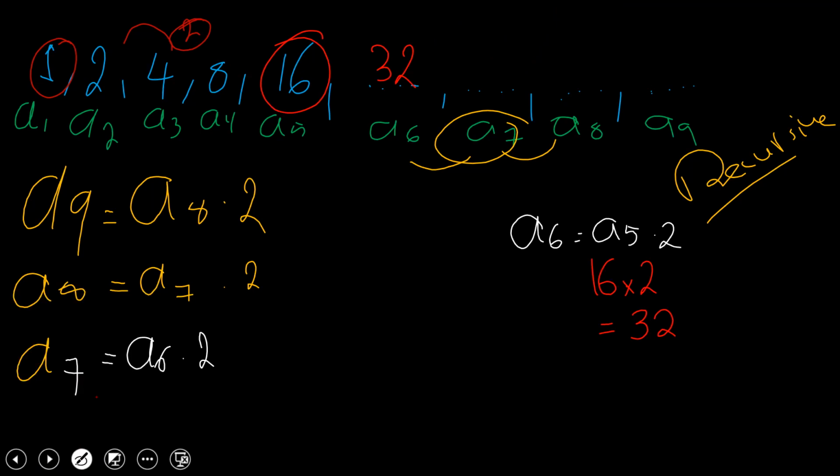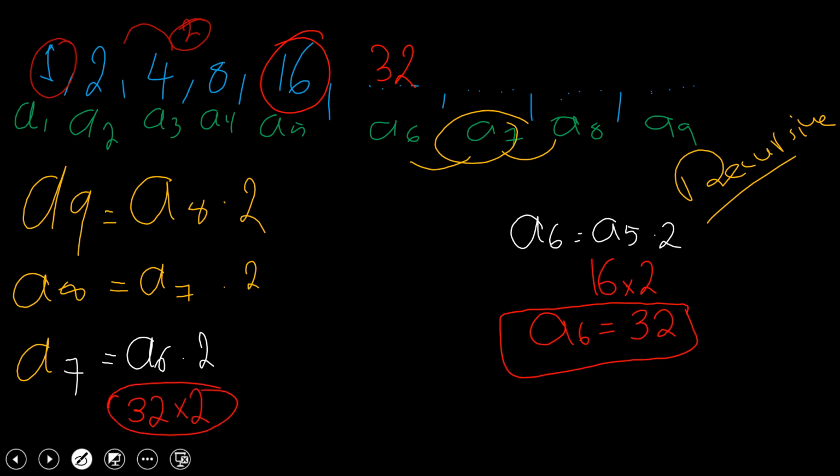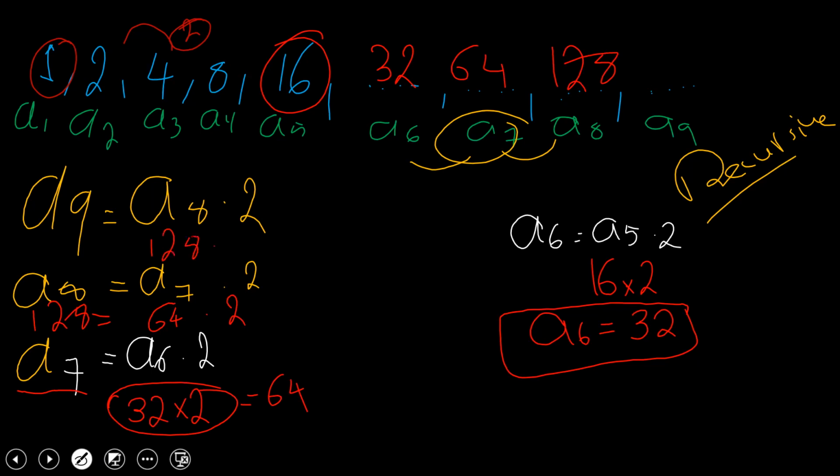But then, if I have now a sub 6, I can go back here and multiply it by 2. So I will get a sub 7, which is 64. And if I have now a sub 7, I will multiply it by 2. So I will get 128, which is a sub 8. And then I will multiply a sub 8 times 2. I will get 256.